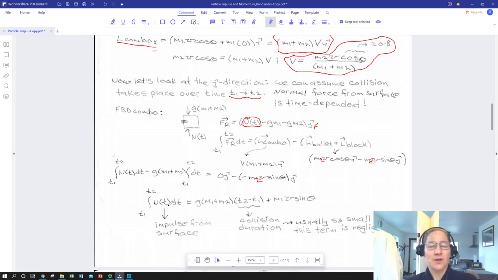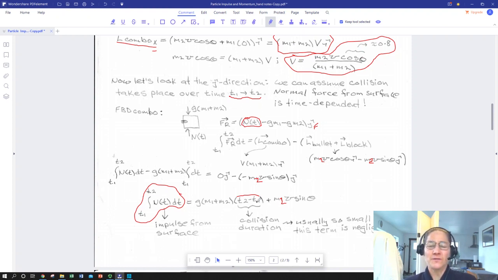subtracting from whatever this normal force function is over time. So we can isolate the impulse from the normal force, which is this entire integral expression, equaling the weight times the total duration of the collision, plus, and this is going to be m2, the pre-collision linear momentum in the j-hat direction contributed by the bullet.